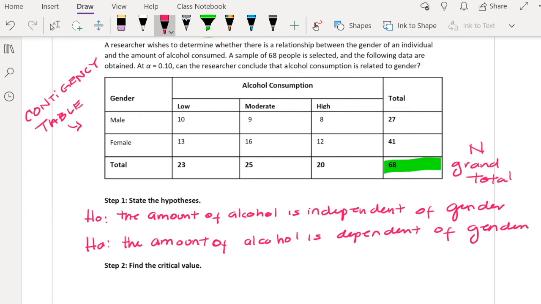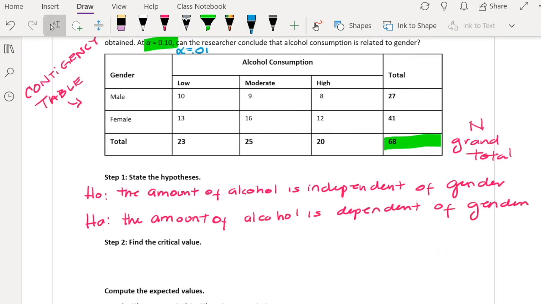Cool. So we need to find the critical value. We need our alpha, which I'm going to have to change. Let's change it to 0.01. Alpha is going to be 0.01. And the reason I have to change that is because the textbook table doesn't have the 0.10. I don't know why. It was probably too expensive to print another column for 0.10, but whatever.